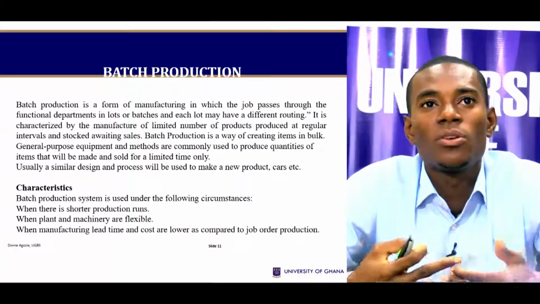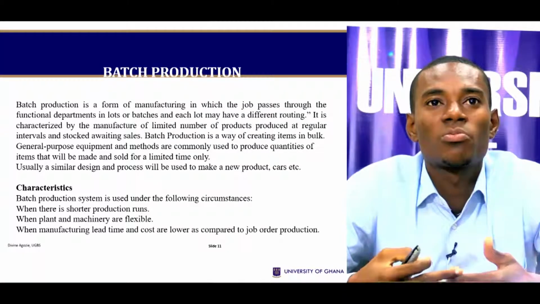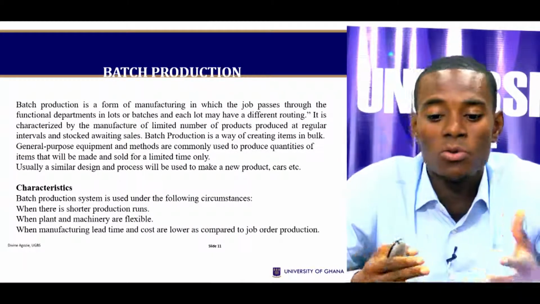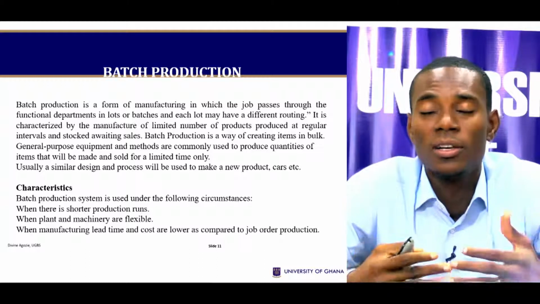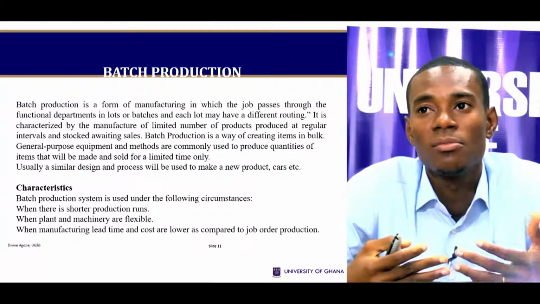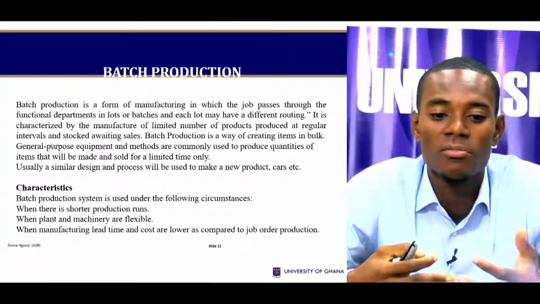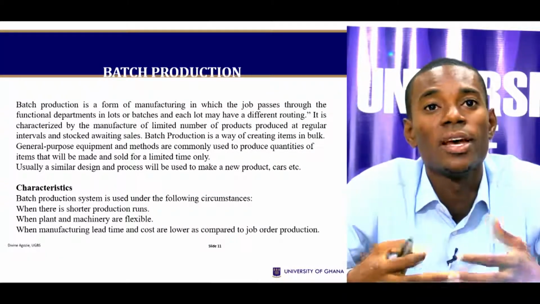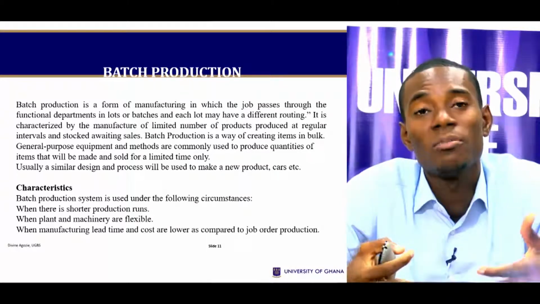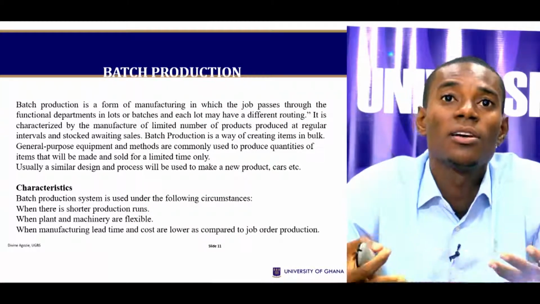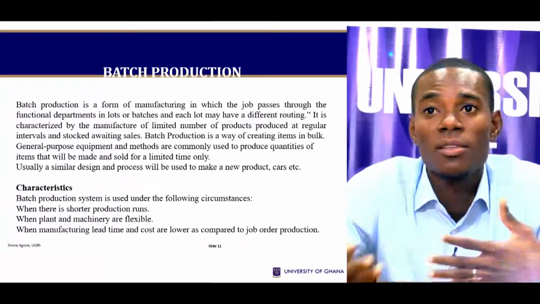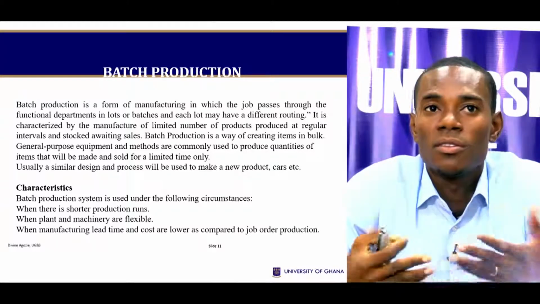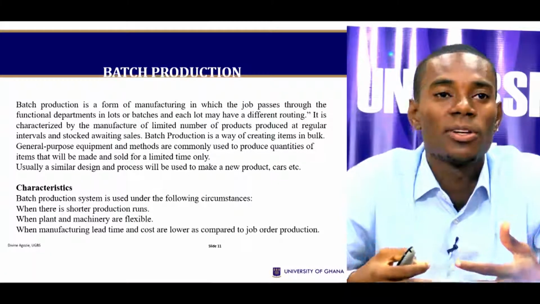But here we also say that general purpose equipment and methods are commonly used because although we are producing in batches, there's some level of variety. One batch may vary from another. The only difference is that if you're producing, let's say, a batch of 100, all the 100 items in one batch will have similar characteristics. But if there's another batch coming that will have a different specification, then we may need to augment our production.